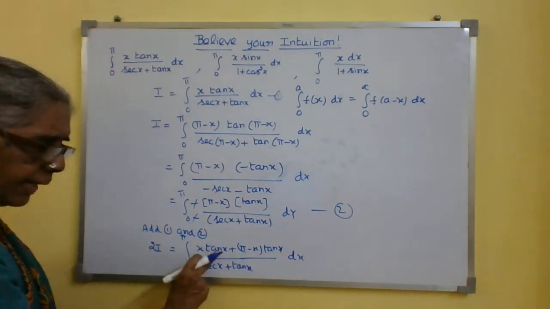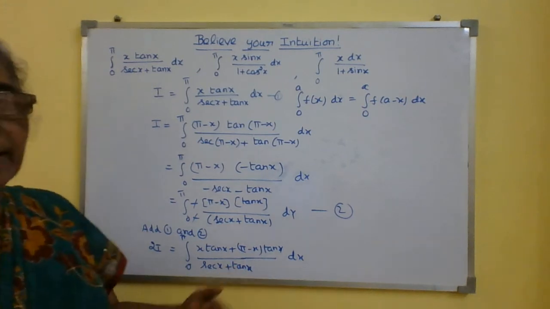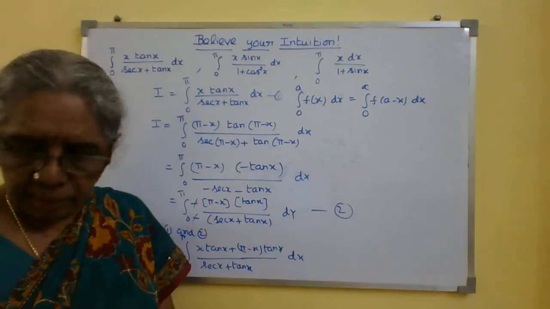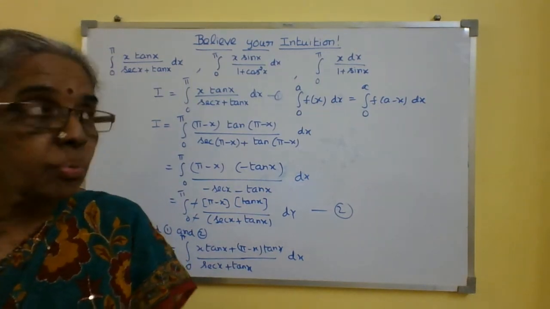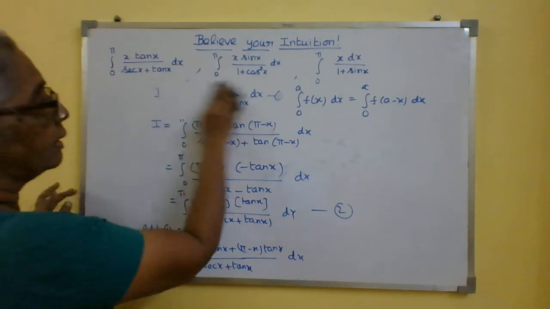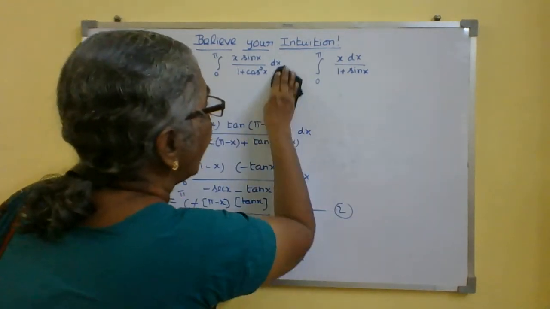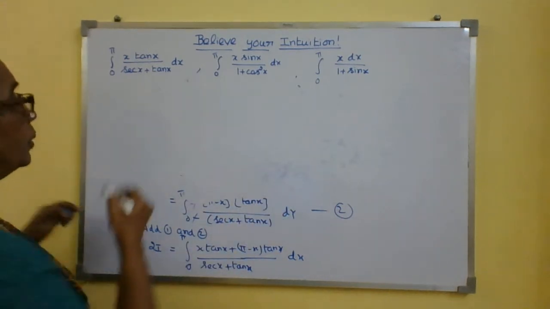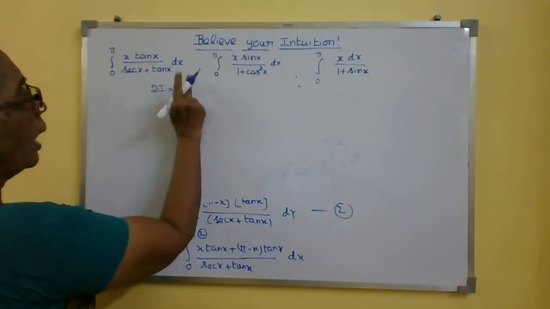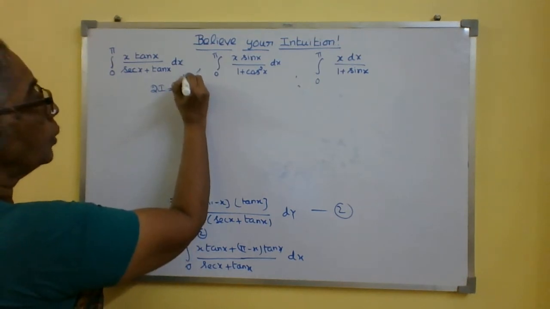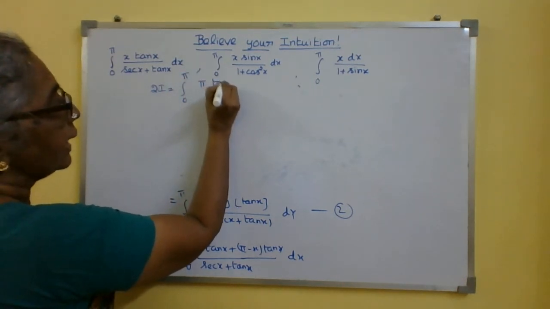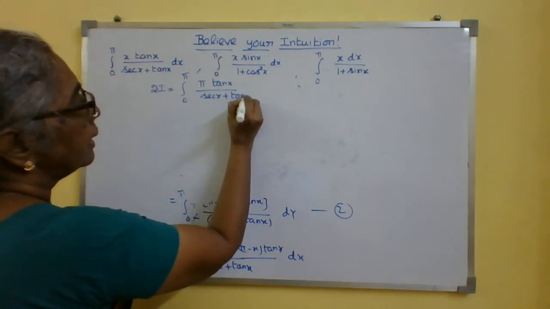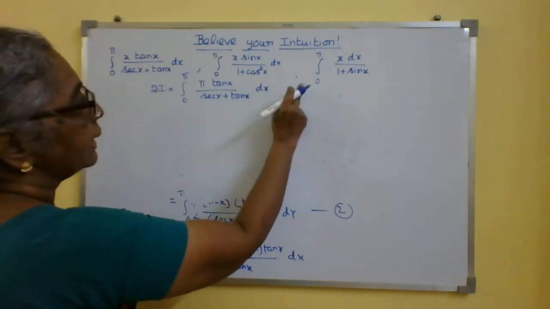Now this x tan x and this minus x tan x will get cancelled and you will be left with only pi tan x in the numerator. So that is the purpose. My x is now eliminated. So now what I will be getting? 2I is equal to integral 0 to pi tan x by secant x plus tan x dx.